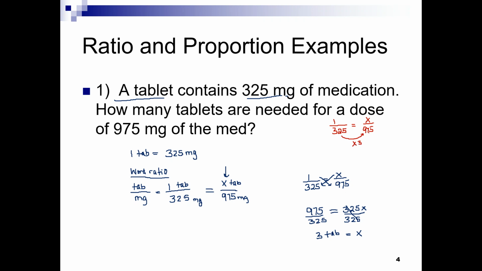So if that's true on the bottom and the fractions are equal, that would have to be true on the top. So this would be times 3 as well, which would give me that the x is equal to 3 tablets, the same answer I solved below.